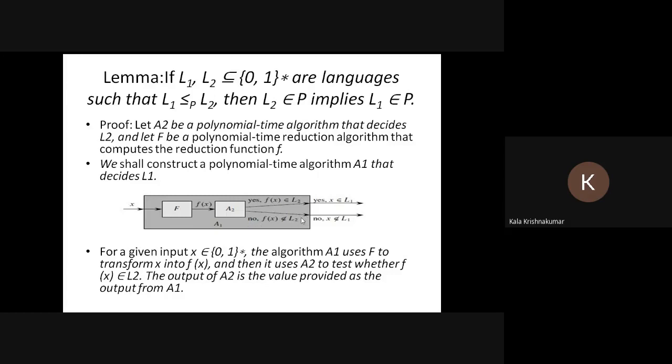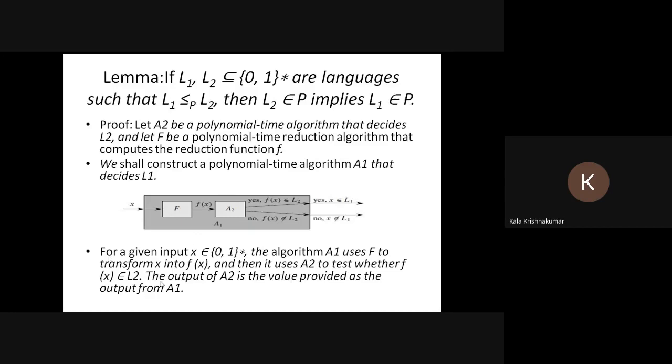This will output yes if f of x is an element of L2, and no when f of x is not an element of L2. So that will be the answer to this question, because we know that if you take some string from this L1, it is mapped to a string in L2. Okay, if it is a string which is not in L1, then you will map that to a string not in L2. Okay.